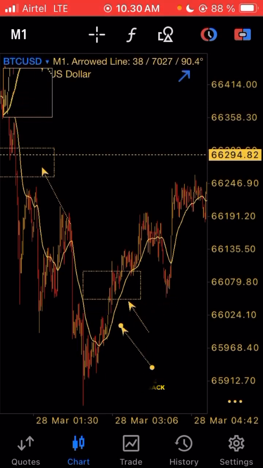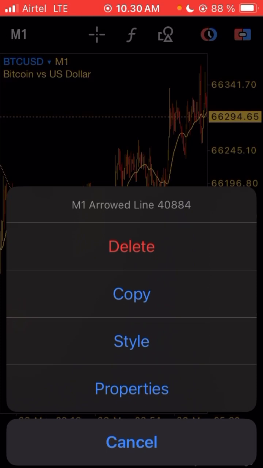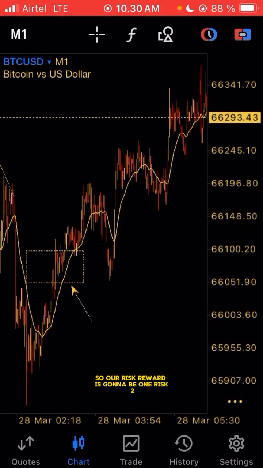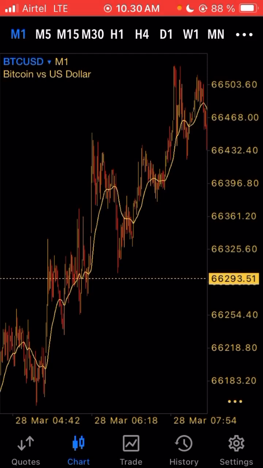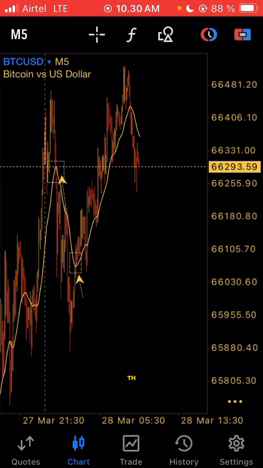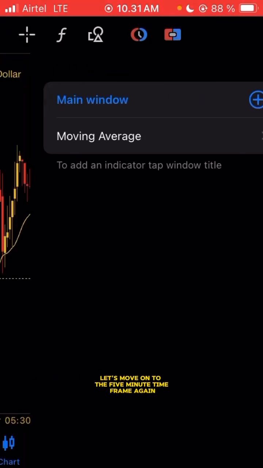Even when the market came back, you see, when the market came back, it did not break this area. It didn't break the zone, but guess what, it kept on moving. So our risk to reward is going to be 1:2 or 1:3, or depending on what you want, 1:5. But of course the market kept on riding. Let's move on to the 5-minute time frame again.